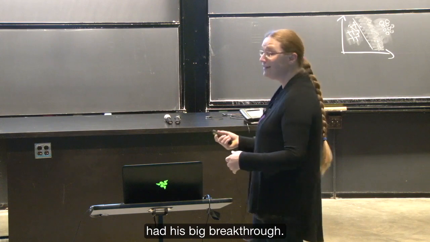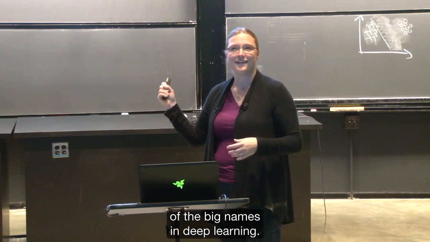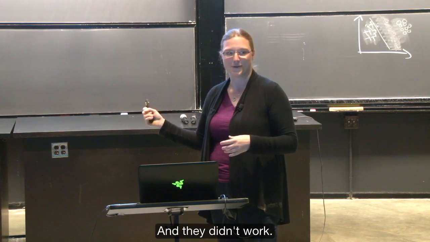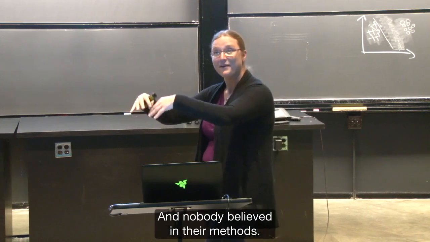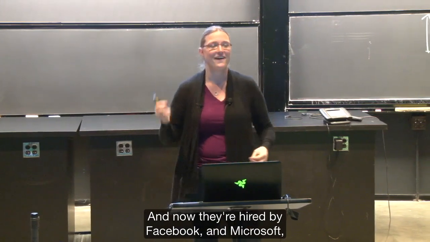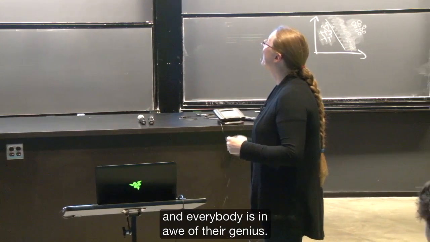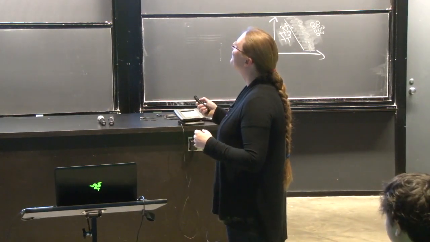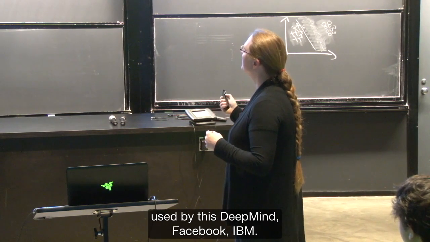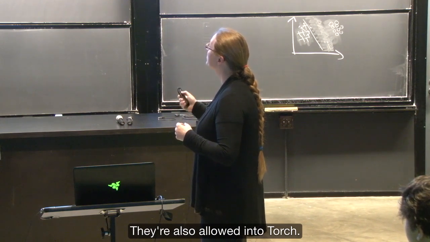This is something I admire about all the big names in deep learning. They've been with these methods since the 80s, and they believed in them, and they didn't work, and nobody believed in their methods. There was this tiny group of like 5, 6 people, and now they're hired by Facebook and Microsoft, and everybody is in awe of their genius. So this is also the library that is actually used by DeepMind, Facebook, IBM. They're a lot into Torch.